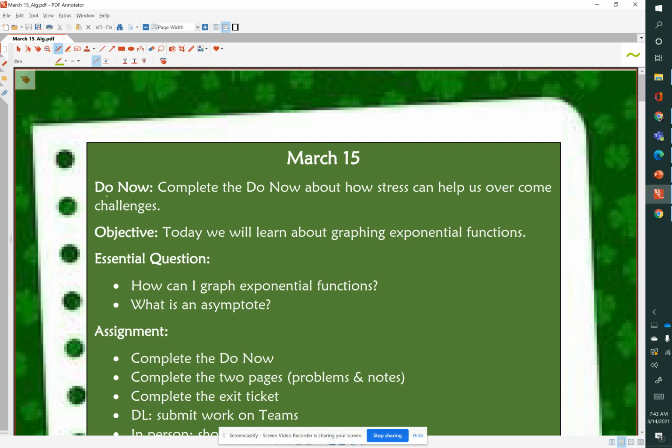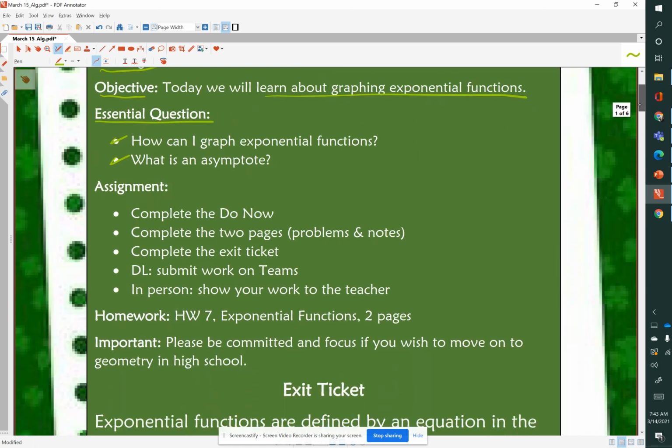But before we do that, we'll start with our do now, where we'll complete a prompt about how stress can help us overcome challenges. Our objective will be to learn about graphing exponential functions, and our essential questions are: how can I graph exponential functions, and what is an asymptote?